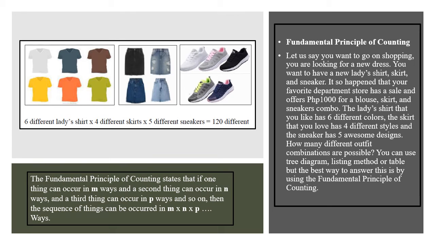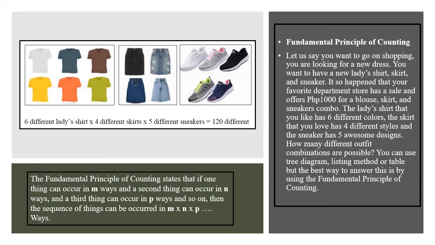The fundamental principle of counting. Let us say you want to go shopping, you are looking for a new dress, you want to have a new blouse, skirt, and sneakers. It so happens that your favorite department store has a sale and offers 1,000 for a blouse, skirt, and sneakers combo. The blouse that you like has 6 different colors. The skirt that you love has 4 different styles. And the sneakers has 5 awesome designs. How many different outfit combinations are possible?